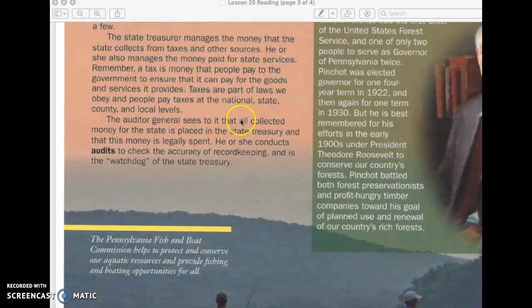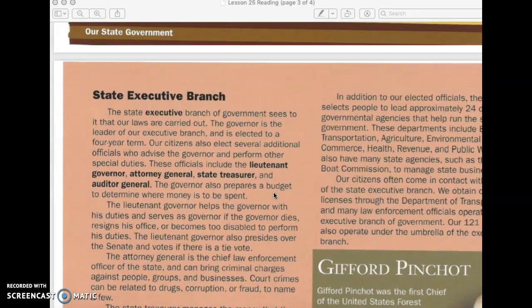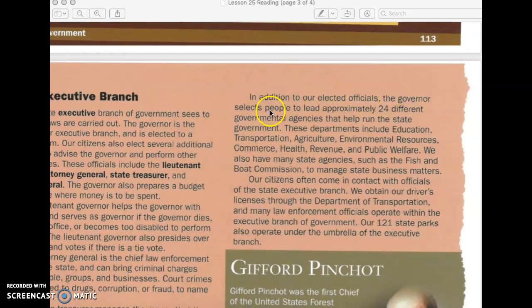The Auditor General sees to it that all collected money for the state is placed in the state treasury, and that this money is legally spent. He or she conducts audits to check the accuracy of record keeping and is a watchdog of the state treasury. In addition to our elected officials, the governor selects people to lead approximately 24 different governmental agencies that help run the state government. These departments include education, transportation, agriculture, environmental resources, commerce, health, revenue, and public welfare. We also have many state agencies, such as the Fish and Boat Commission, to manage state business matters.